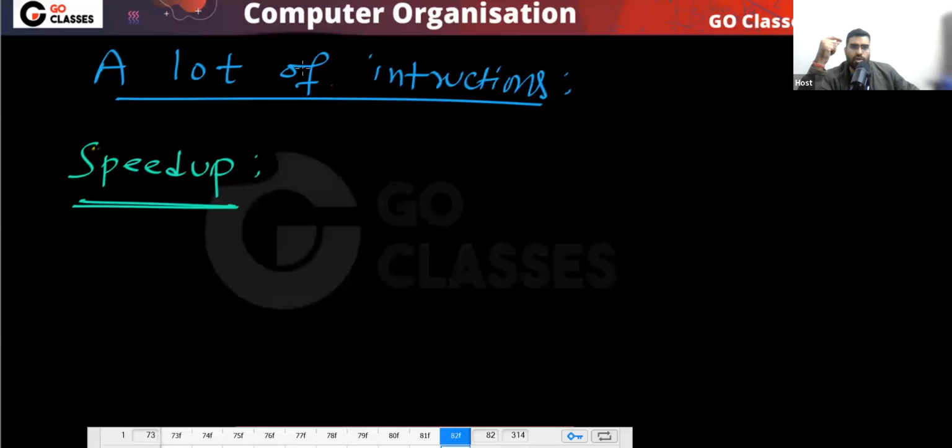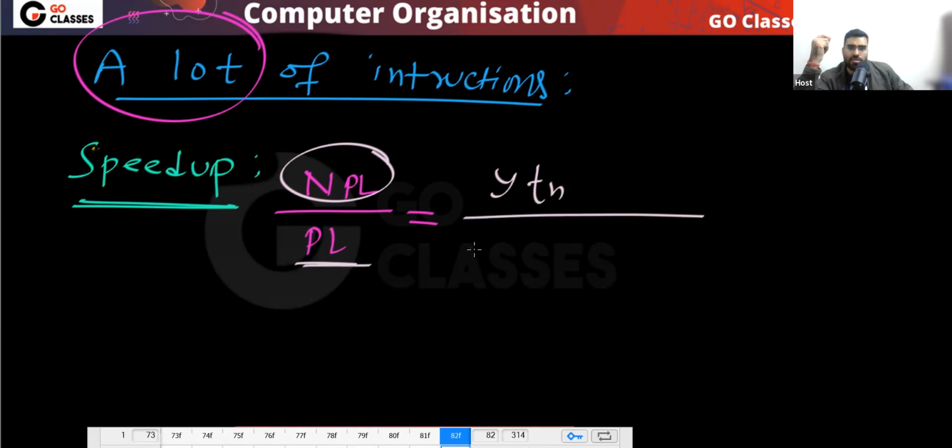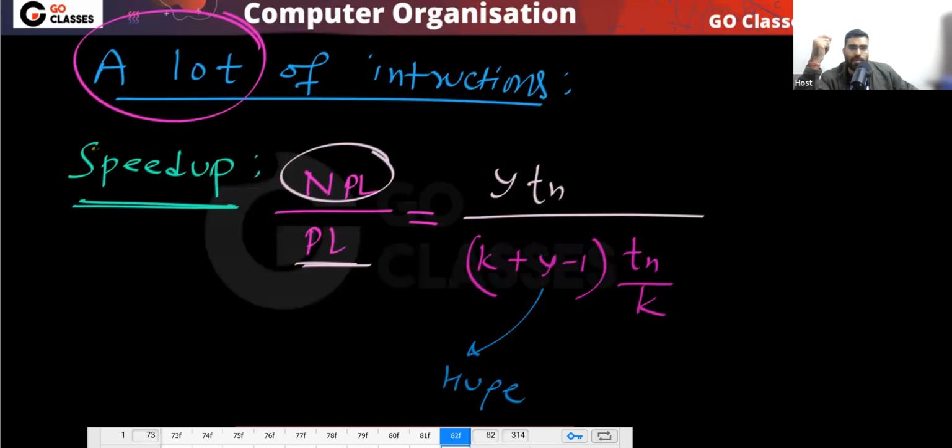Let's compare the speed up when you have a lot of instructions. What is the speed up? Speed up is basically how much time the non-pipeline was taking and how much time the pipeline is taking. The non-pipeline is taking y into Tn, and the pipeline is taking k plus y minus 1, multiplied by Tn divided by k. Now you can notice, if this y is huge, then this will cross and cancel, so Tn will cancel with Tn, and finally you will get k.